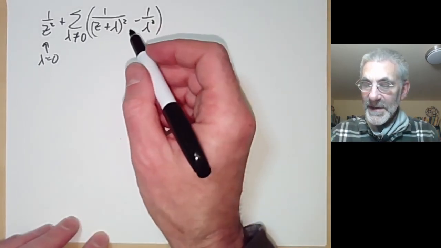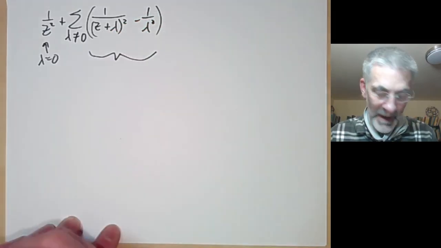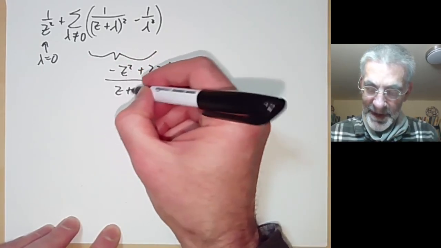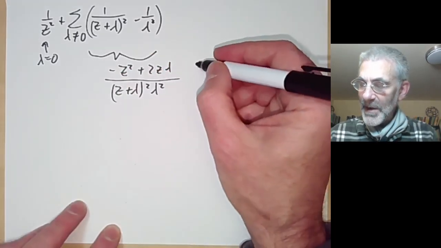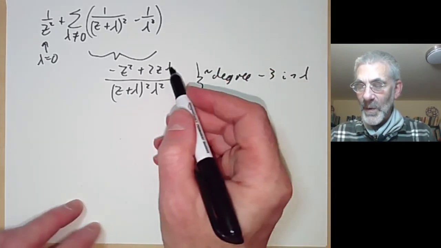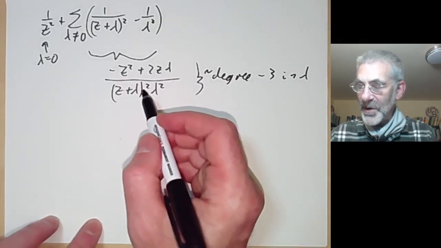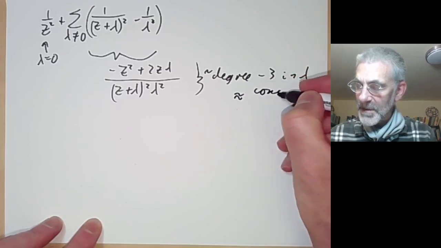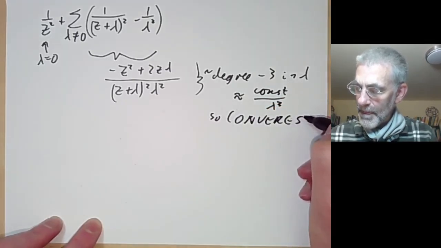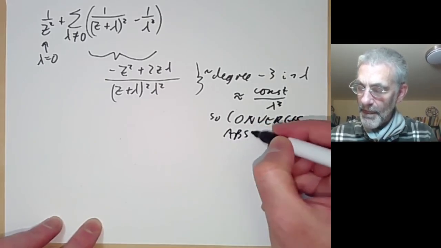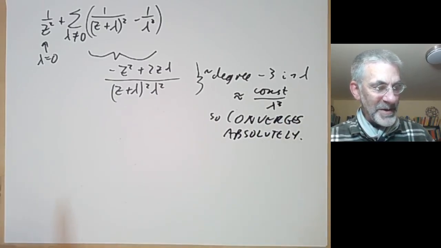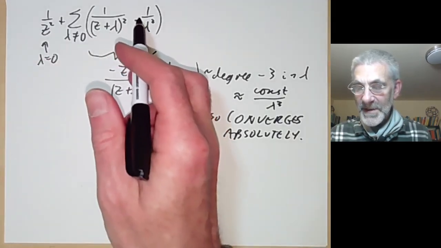So let's see that this actually fixes the convergence, because if we look at this bit here, we see that this is approximately minus z squared plus 2z lambda divided by z plus lambda squared times lambda squared. And now we notice this is sort of degree minus 3 in lambda, roughly. So when lambda is very large, this is about 1 over lambda cubed, or maybe some constant over lambda cubed. So it converges absolutely. So that's really nice, because we've managed to turn our divergent series into a convergent one.